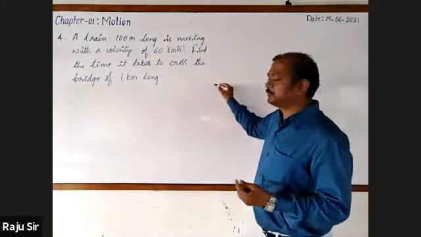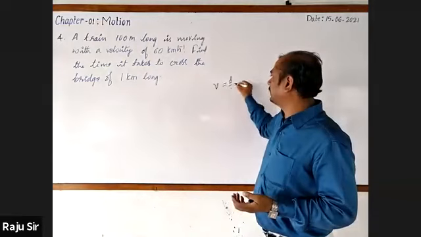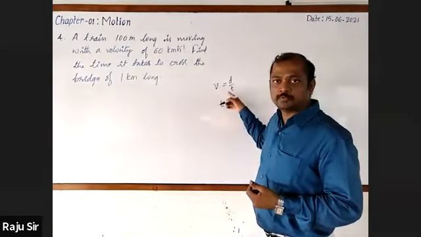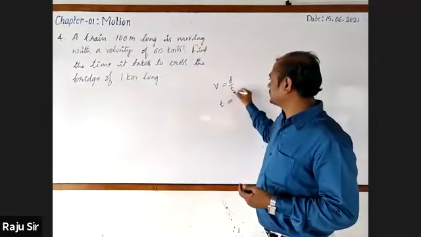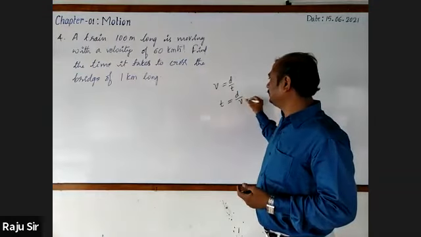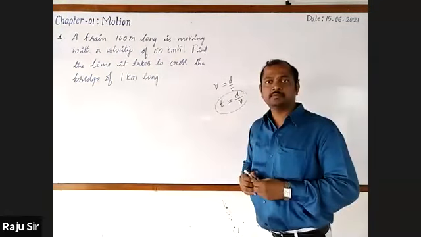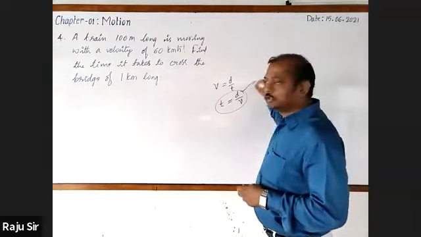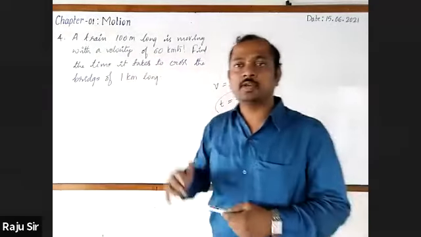We have a formula to find out the speed. V is equal to d by t. And as you are going to find out the time, t can be written as t is equal to d by v. Use that formula. But do you know the distance covered by the train?